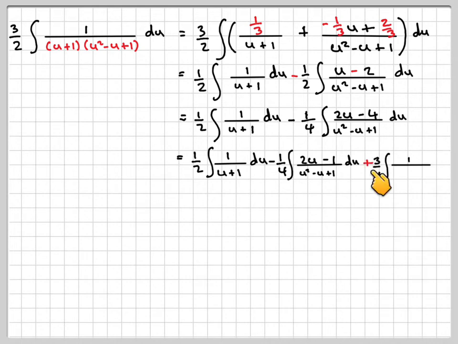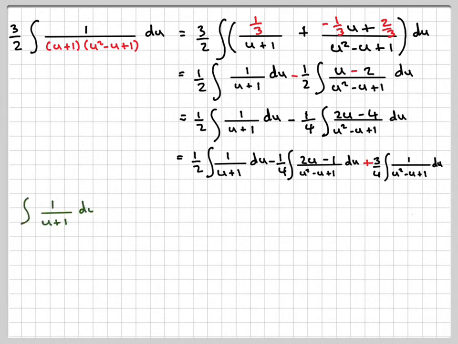Now, this will become plus 3 over 4, 1 over u squared minus u plus 1. Because that minus out there, when we move it over, becomes plus, and we need an extra 3 over 4 here, so I've just taken it out. Right, so this integral is quite easy to do.